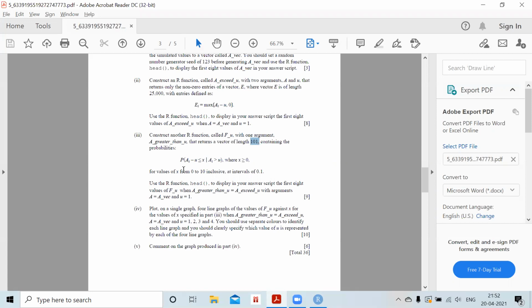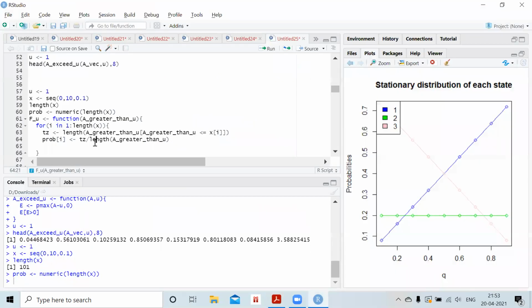So if you break this Bayes formula, the numerator will be the probability of A_i minus u less than or equal to x_i, intersected with the probability of A_i given A_i greater than u, divided by the probability of A_i greater than u. When you do this intersection, you need to find the values wherever A minus u is less than or equal to x, given that A_i is greater than u. So it's very easy.